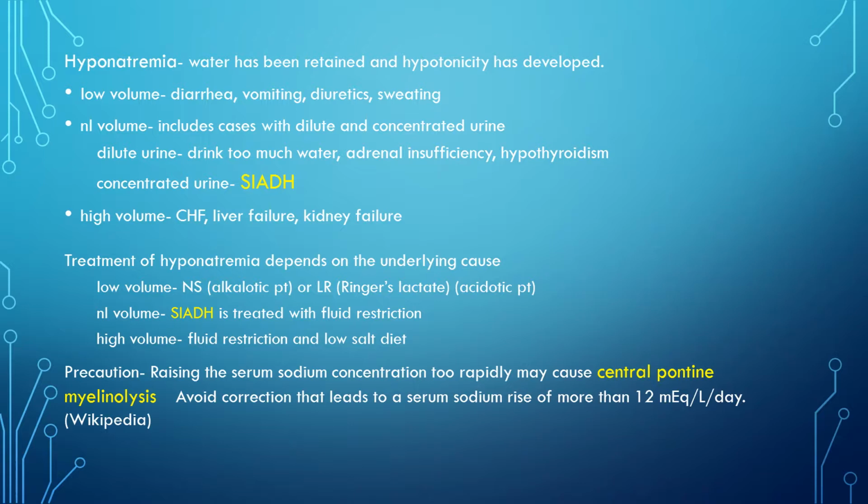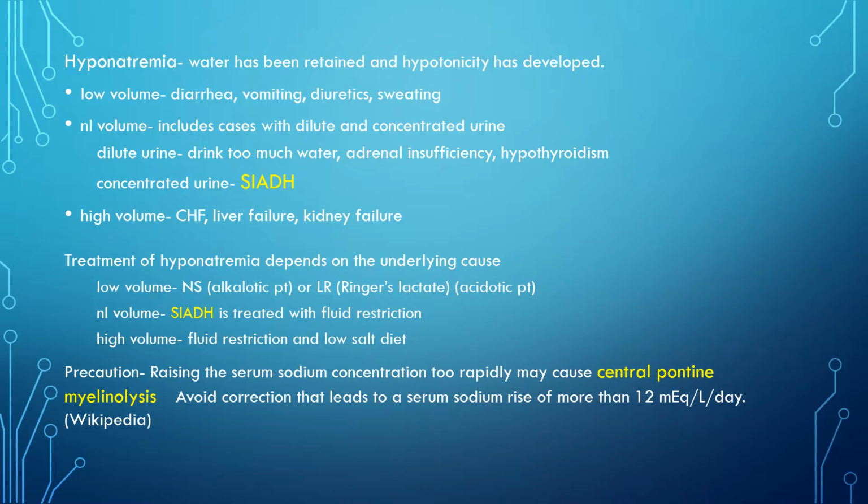Hyponatremia can be associated with low volume, normal volume, or high volume. Hyponatremia means that water has been retained and hypotonicity has developed. Low volume hyponatremia is associated with diarrhea, vomiting, diuretics, and sweating. The causes of normal volume hyponatremia include cases with either dilute or concentrated urine.